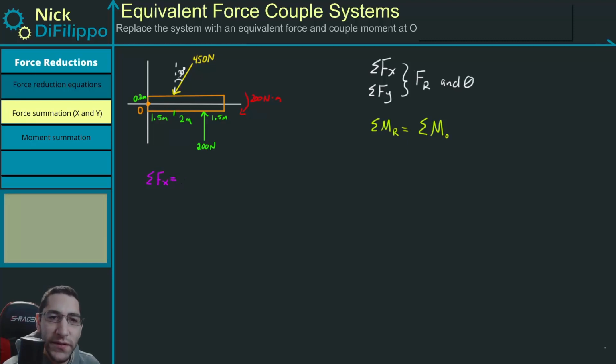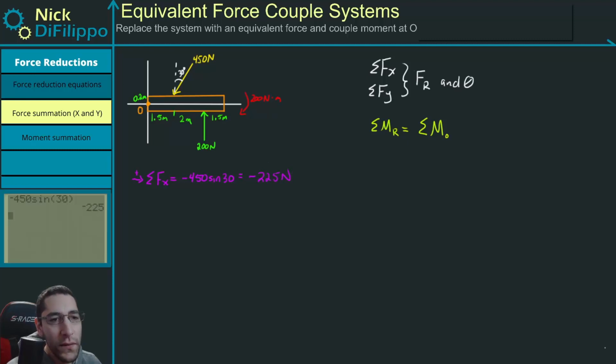Okay, so now this 450 Newton force points backwards. If I say to the right is positive, this 450 Newton force points backwards, so it's minus, and it's going to be a sine of 30. So minus 450 sine of 30, and that's the only x force I have. So this is going to be equal to minus 225.